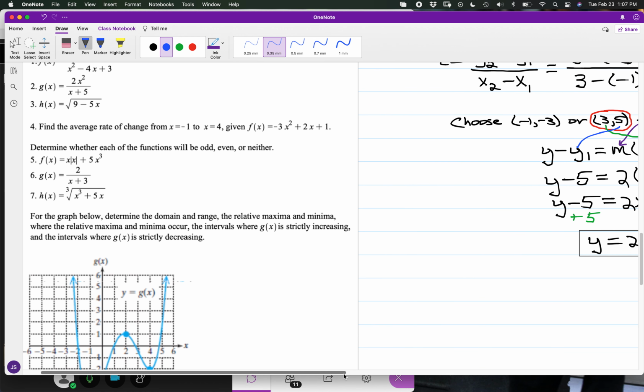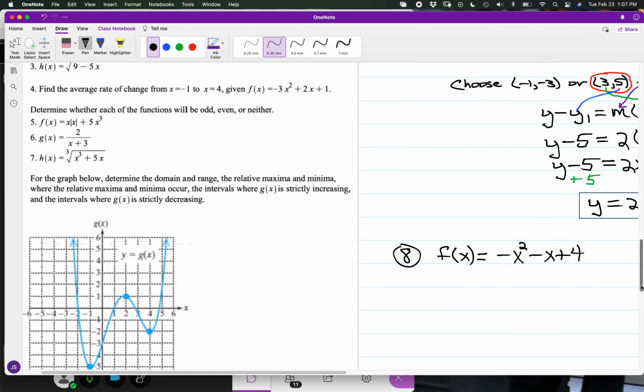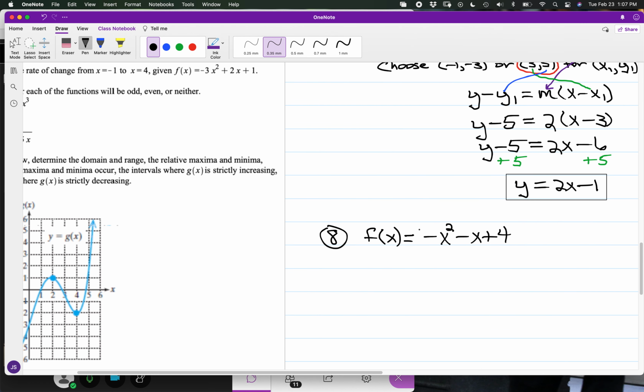So we're going to have item number 8. Again, we have f of x is equal to -x squared minus x plus 4. And for the first item, we're looking at f of 3. Now we're looking for the functional value whenever x is at 3.